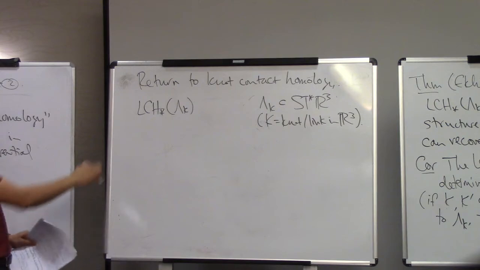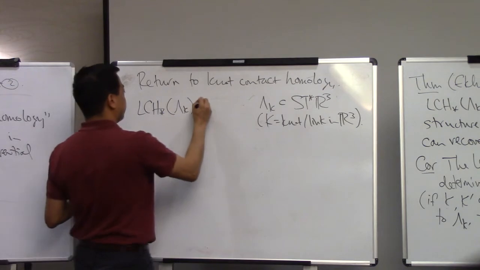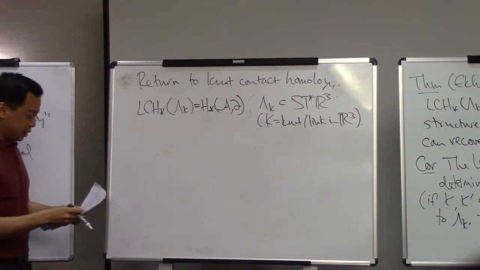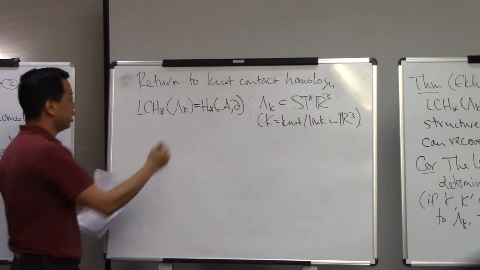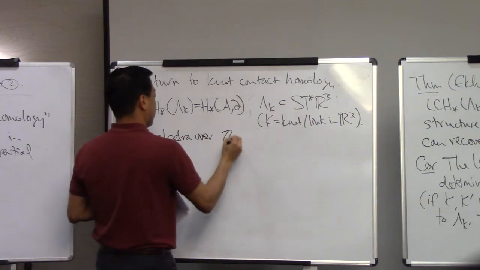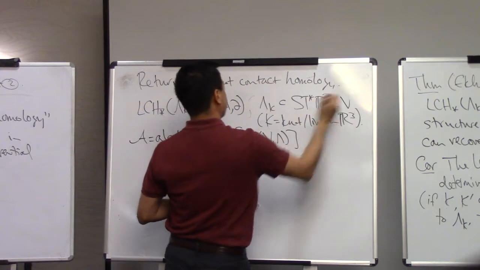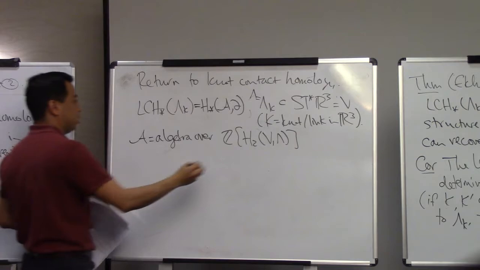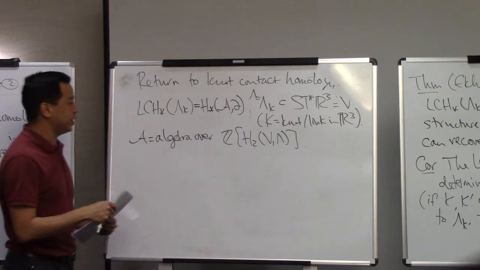Firstly, let's just think for a second about what sort of object this is. This is the homology of some differential graded algebra. And the first question is, what is the coefficient ring here? This will be important to us going forward. So remember, A is an algebra over Z brackets H2 V lambda. V is now this, and lambda is that.